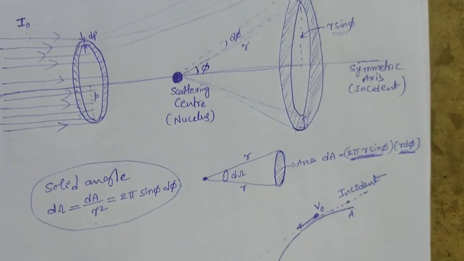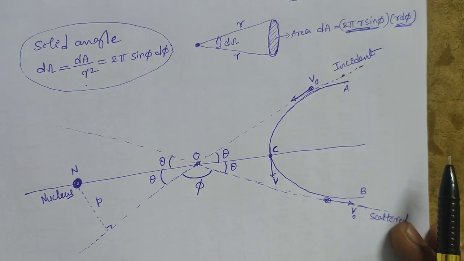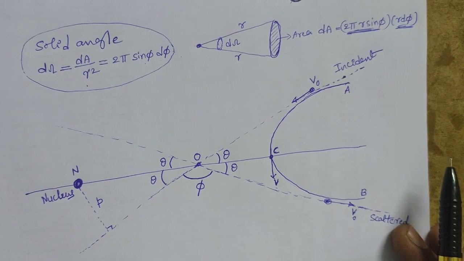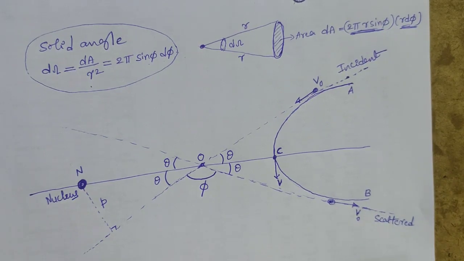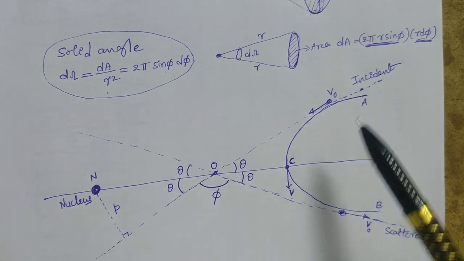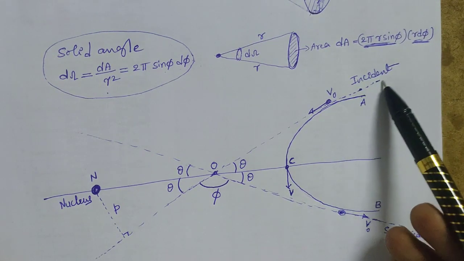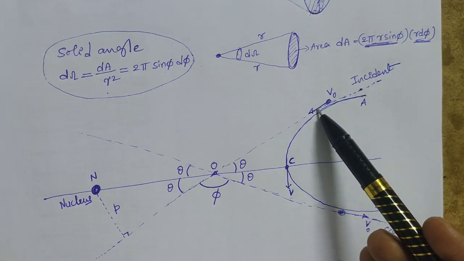So let us come to here. This diagram is already there even in our textbook. Alpha particles are coming like this. They are incident from infinity, from far away, with a velocity v naught.